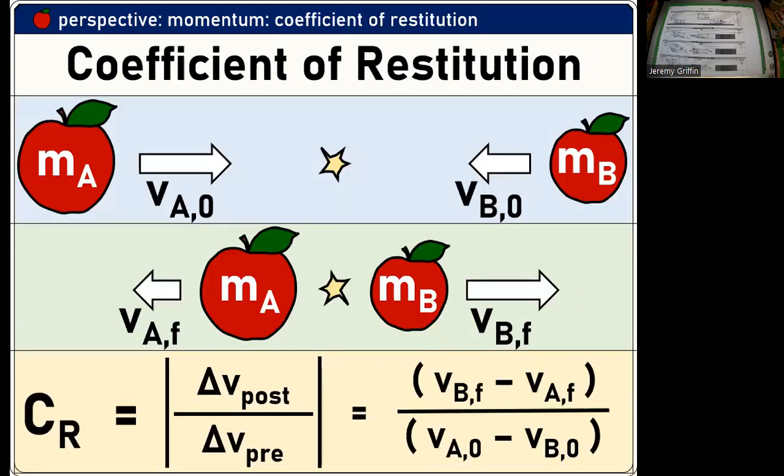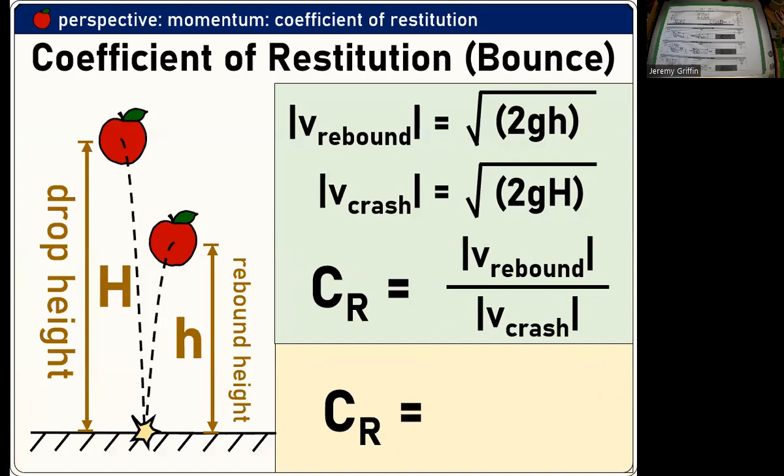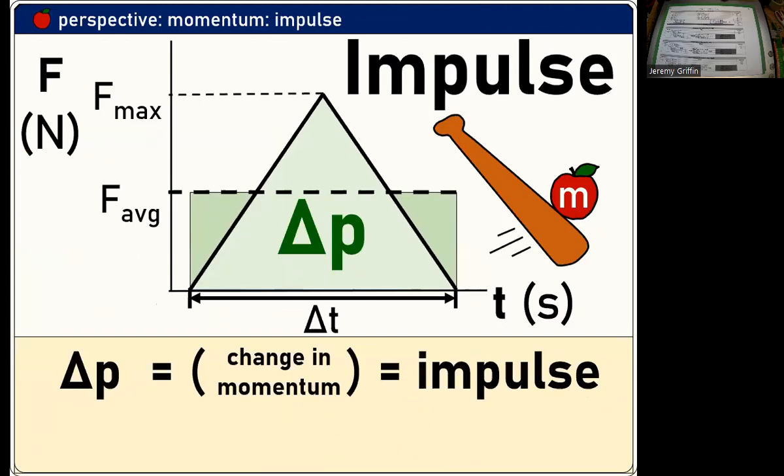Coefficient of restitution. AP never asked about this, but I like this. It's just how can you quantify how bouncy something is? So I had you guys do this lab. Coefficient of restitution. If you bounce off the floor, you can do a modified version of this. I think you should be able to figure this out. I guess they could ask this if they had the information. So here's the setup. You guys can figure that out.